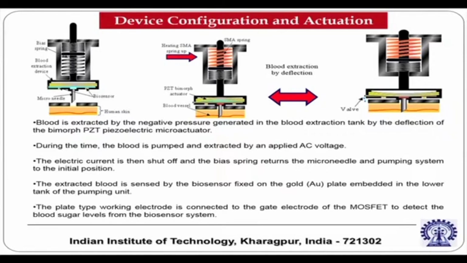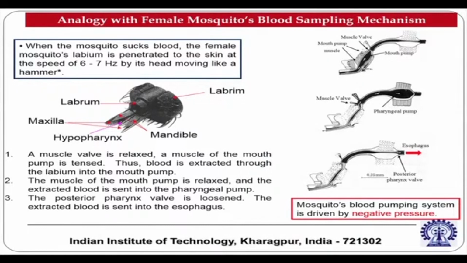The extracted blood is sensed by the biosensor fixed on the gold plate embedded in the lower tank of the pumping unit, and the plate type working electrode is connected to the gate electrode of the MOSFET to detect the blood sugar levels from the biosensor system. So this is briefly the mechanism. Now the whole interesting story comes.